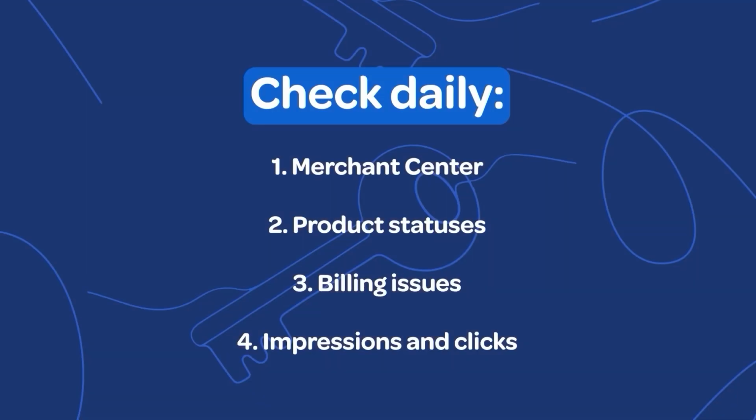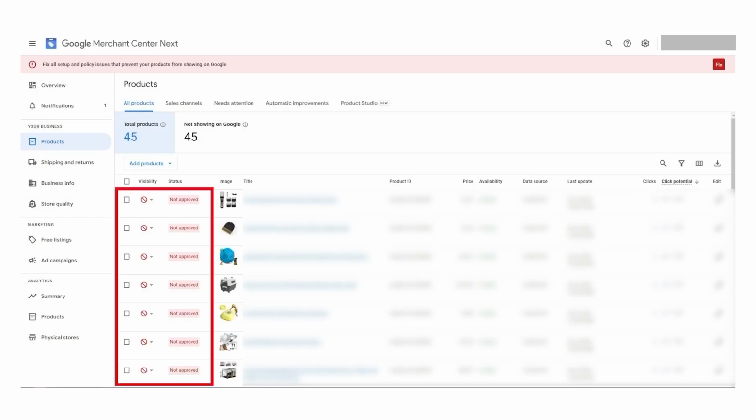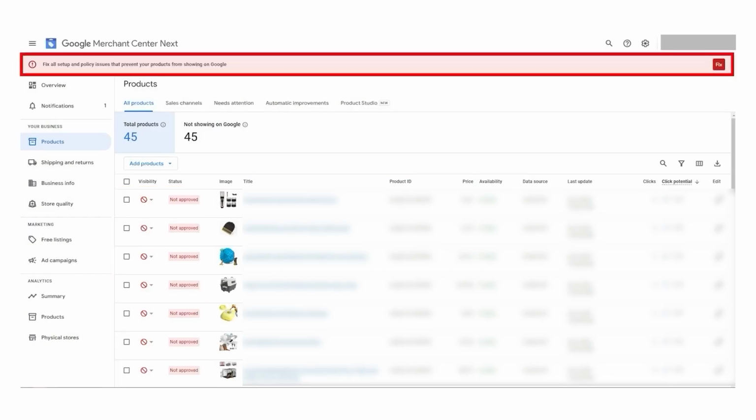First, daily checks. There are 4 things that we check every single day: merchant center, product statuses, billing issues, and impressions and clicks. Okay, let's go through each one in detail, starting with merchant center. The biggest thing we're watching for here is a suspension. If your account gets suspended, you'll see a red bar at the top of your dashboard.